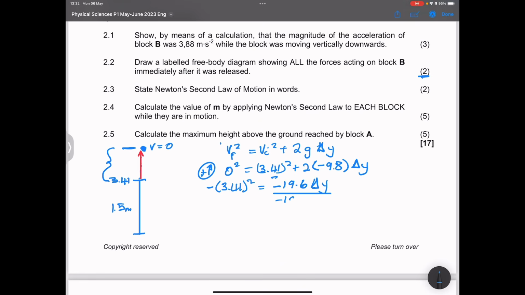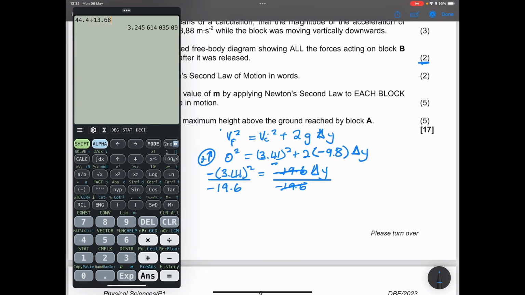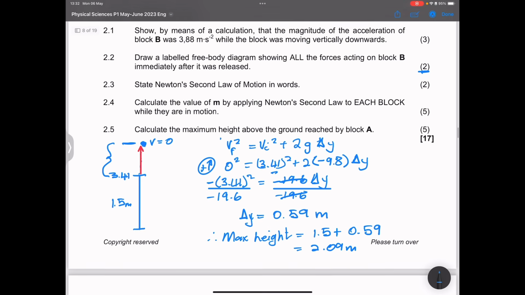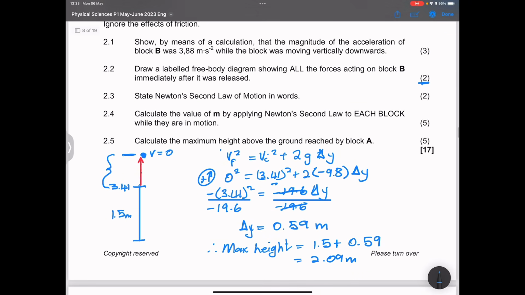And if I divide by negative 19.6 on either side, what do I get? Negative 3.41 squared divided by negative 19.6. So I get a displacement of 0.59 meters. So what is the maximum height above the ground? Maximum height will be equal to 1.5 plus the 0.59, and so this will be 2.09 meters. I hope that makes sense, guys. And essentially, that is how the cookie crumbles in this question.